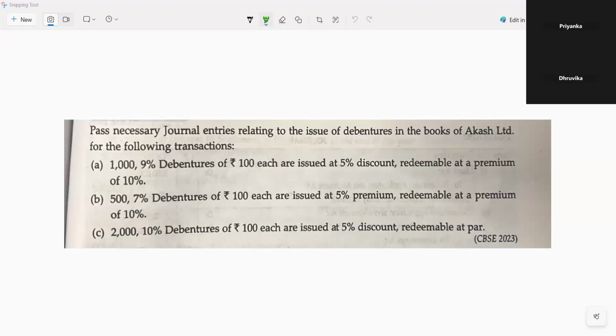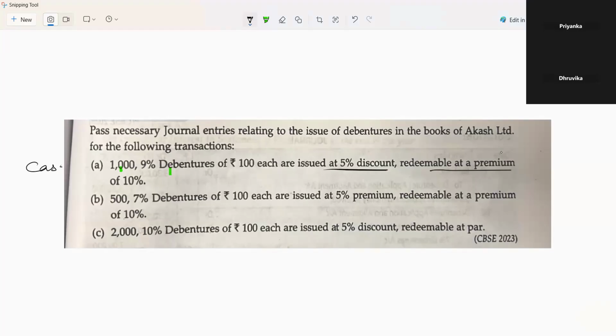So basically, here in this question, we have to pass the necessary journal entries relating to the issue of debentures in the books of Akash Limited for the following transactions. These all three cases depend on the cases that I have shared with you in the previous class. Here 1000 9% debentures of rupees 100 each are issued at 5% discount, redeemable at premium.